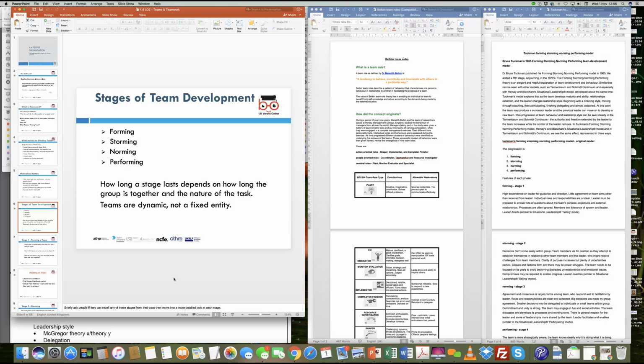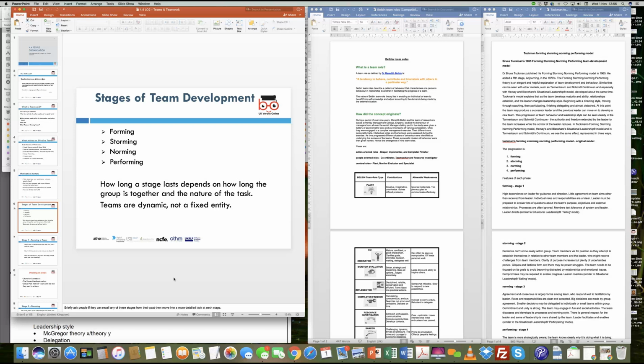So the forming stage looks at bringing a lot of people together to start the process of team formation or team development. Here, the group of people who come together are primarily looking at understanding their own strengths and weaknesses, understanding the other person, and getting used to the other person. That stage is called forming.